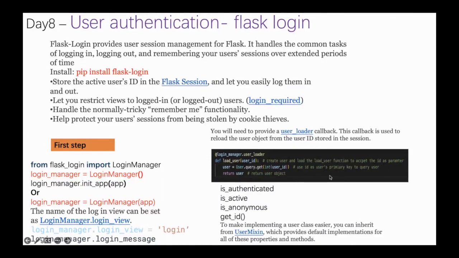Of course, there are some properties about the current user, for example is_authenticated, is_active, is_anonymous, and get_id. To make implementing a user class easier, you can just inherit from the class UserMixin, which provides the default implementation for all of these properties and the get_id method. So it's very easy to use.